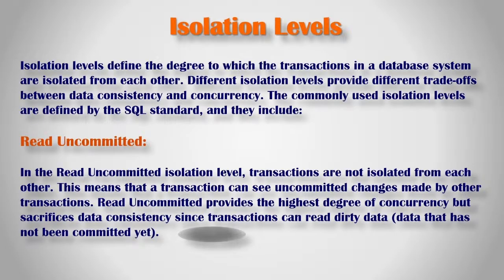They include read uncommitted. In the read uncommitted isolation level, transactions are not isolated from each other. This means that a transaction can see uncommitted changes made by other transactions. Read uncommitted provides the highest degree of concurrency, but sacrifices data consistency, since transactions can read dirty data, data that has not been committed yet.